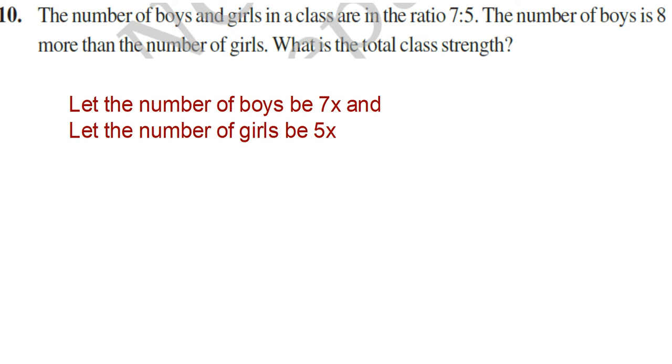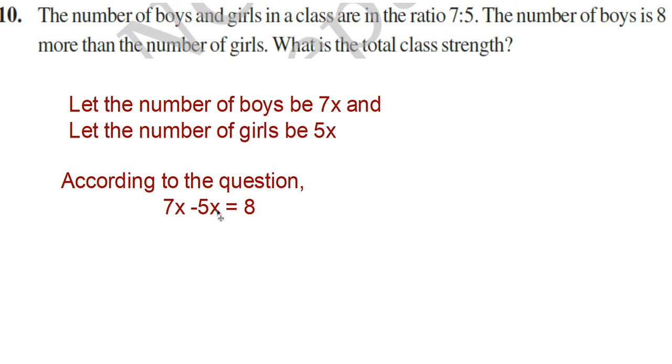Now what is the condition given in the question? The number of boys is 8 more than the number of girls. Or otherwise we can say the difference of the numbers of boys and girls will be 8. So we can write 7x minus 5x is equal to 8. That is 2x is equal to 8, x is equal to 4, you will get it.